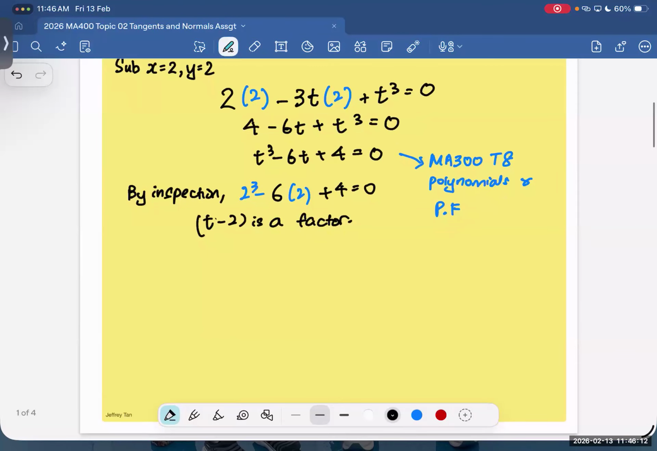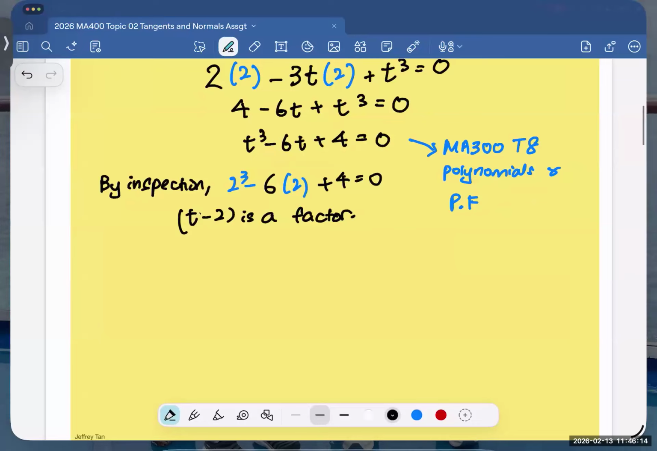Okay, if you can correct me, it means you are paying close attention. What do I do after that? After I found this, what's my next step? Anyone can guide me? Long division. What do you say?